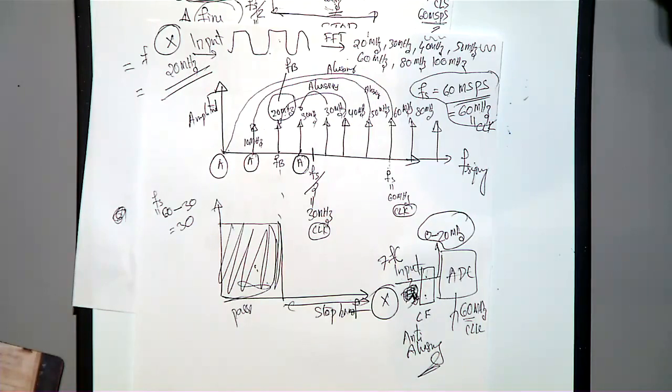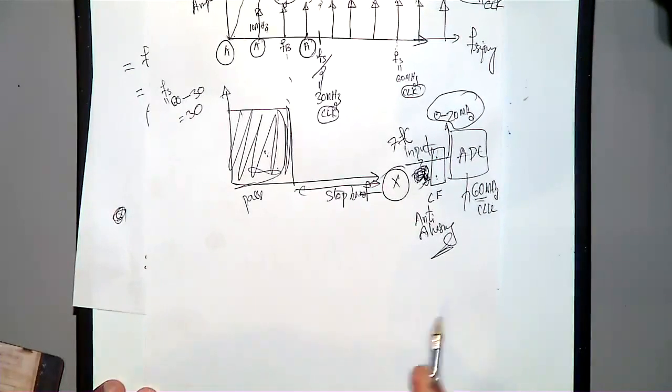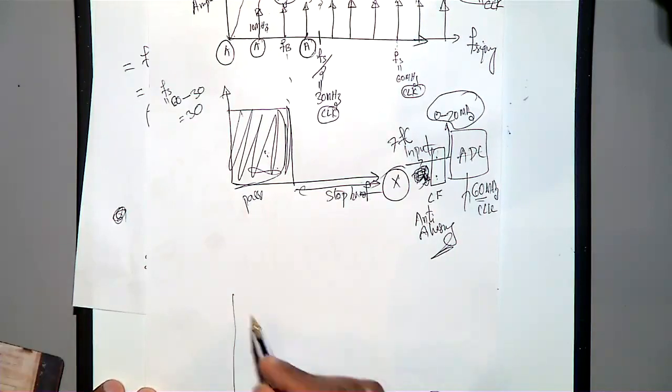But if you can make a filter something like this, you are lucky. In the real world you can't get this. If you want to make this type of response, you need an infinite number of poles, or infinite order. So what you can do is, when you design a filter, your filter response will be something like this.